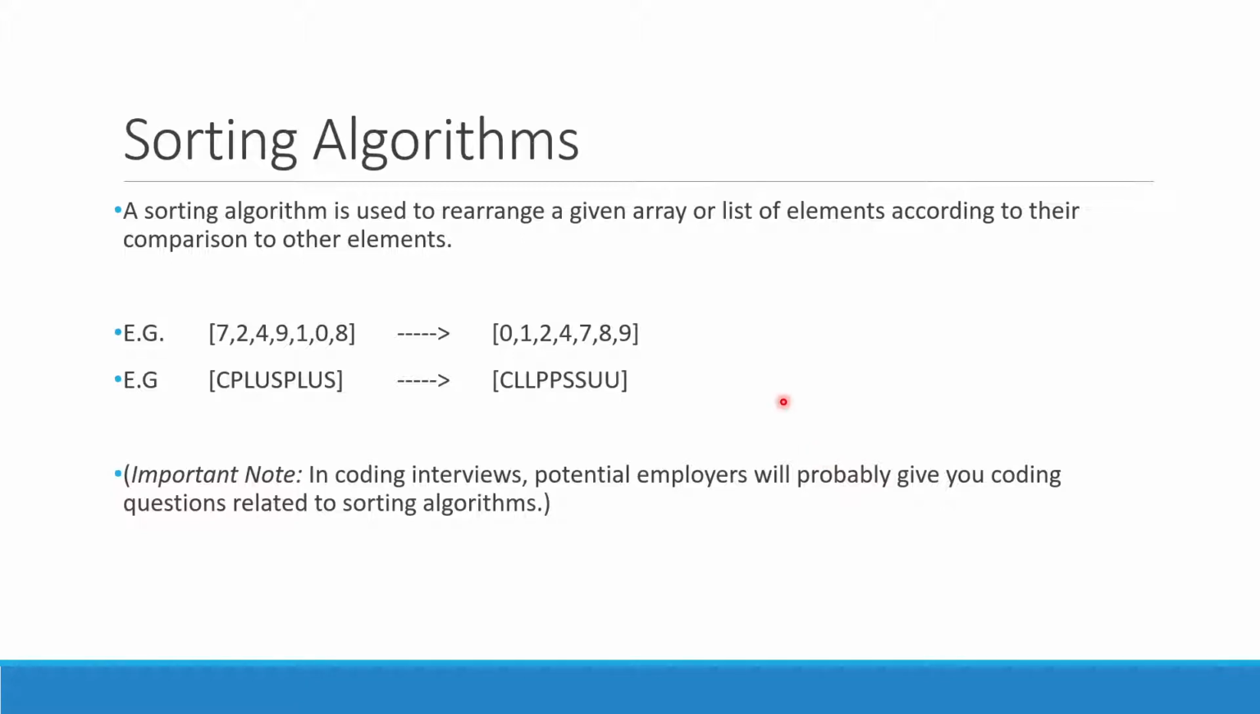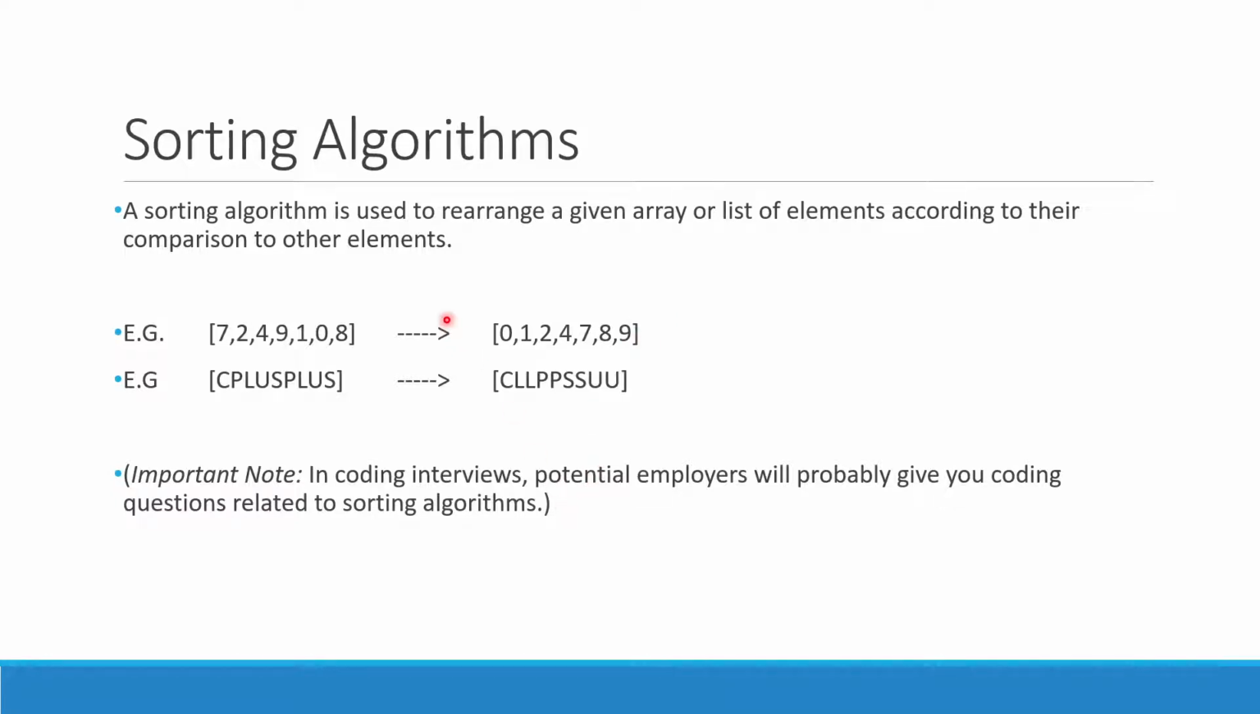Okay, so a sorting algorithm is used to rearrange a given array or a list of elements according to comparison to other elements. So let's say that we had an array of integers, okay? We would like to sort them so that they're in ascending order from least to greatest, right? We could, in theory, do the same with an array of characters instead, where we list them in alphabetical order. But for the most part, we're going to be talking about sorting algorithms that sort arrays, okay?